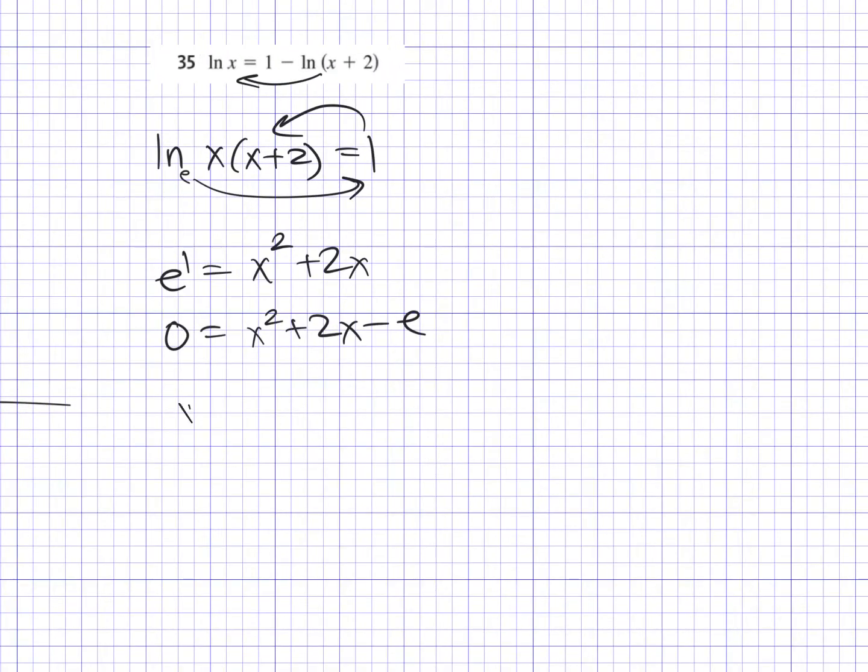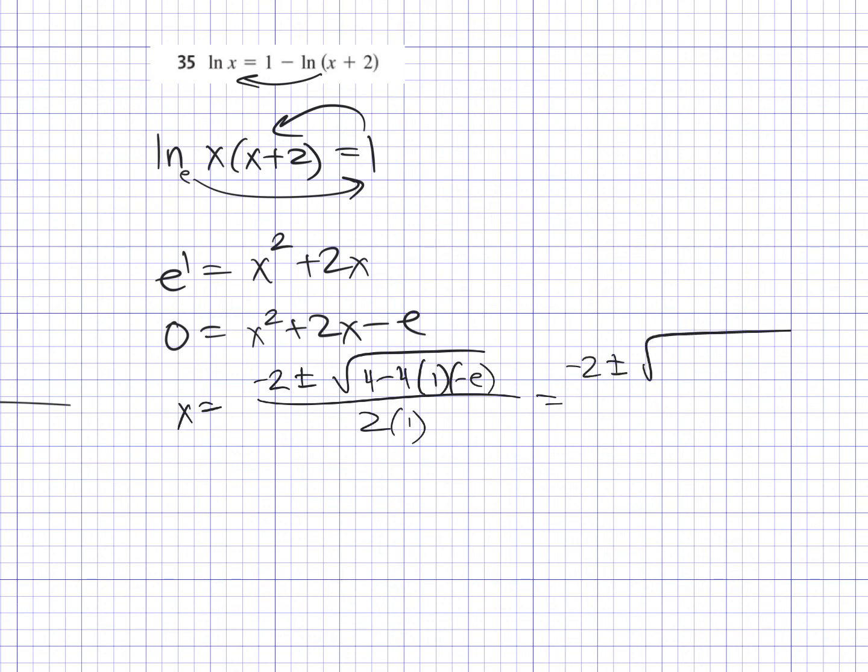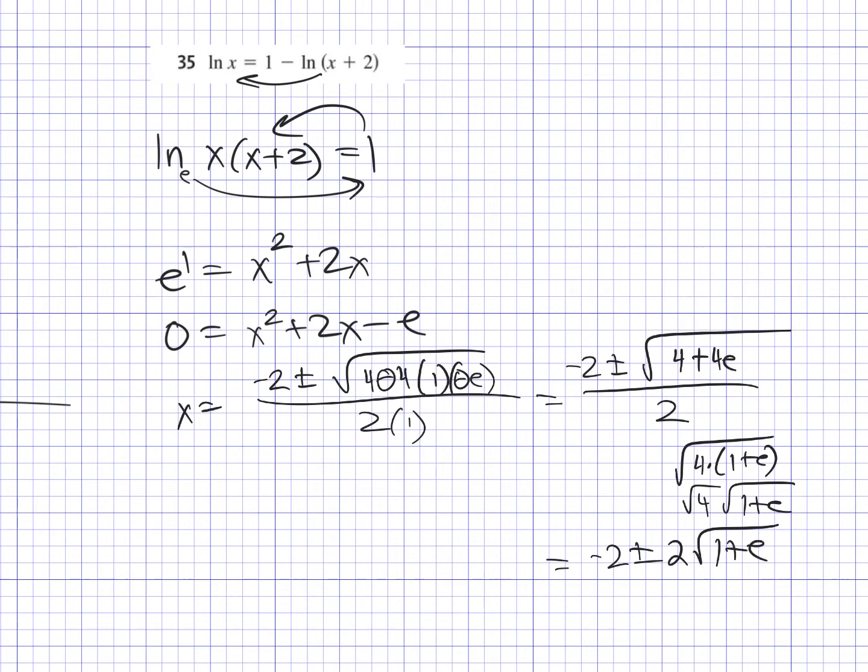So x equals negative b plus or minus the square root of b squared minus 4 times a times c all over 2 times a. So negative 2 plus or minus the square root of 4 times, the minus sign and the negative make a plus, that's 4e, over 2. I'm going to factor a 4 out of that 1 plus e inside there, which is the same thing as saying the square root of 4 times the square root of 1 plus e. The square root of 4 is 2. So what we have here is negative 2 plus or minus 2 square root of 1 plus e all over 2. And all the 2's reduce, so negative 1 plus or minus the square root of 1 plus e. The 2 is divisible into both of those.